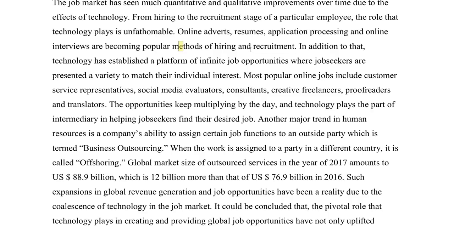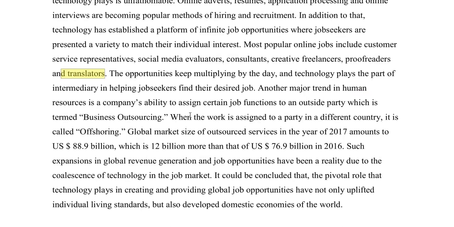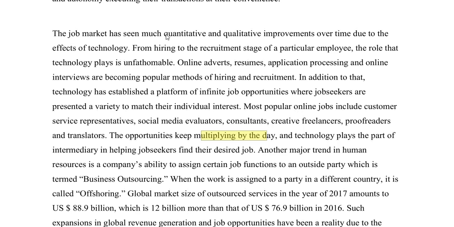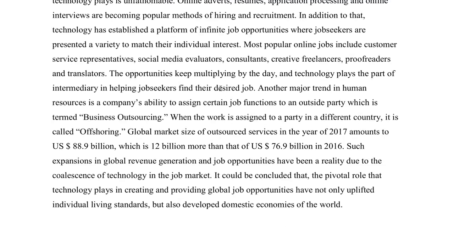potential employees. See, and the famous jobs because of technologies. See, customer service representatives, social media evaluators, moderators, consultants, freelancers, proofreaders, translators, because of technology. And see, the opportunities are multiplying, they are growing day by day. That is the quantitative improvement of the job market due to technology, because the jobs are multiplying, increasing the amount of jobs.